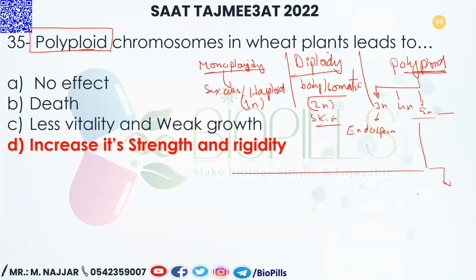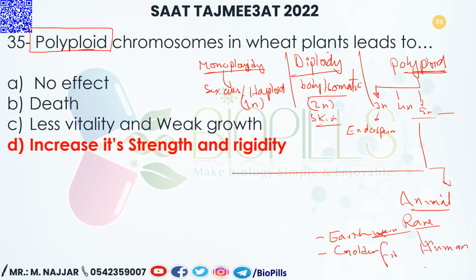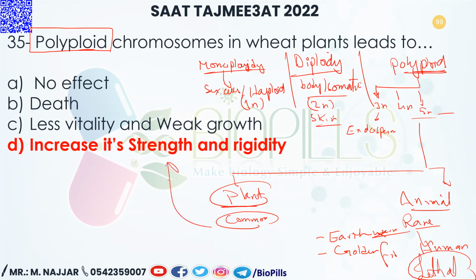Here I will differentiate a little bit. In animals, it is very rare. Rare means you will find it in the earthworm and in the goldfish, but in humans, it is lethal. In plants, it is most common, and since it is common, it will increase the strength and rigidity. And here is everything about ploidy.